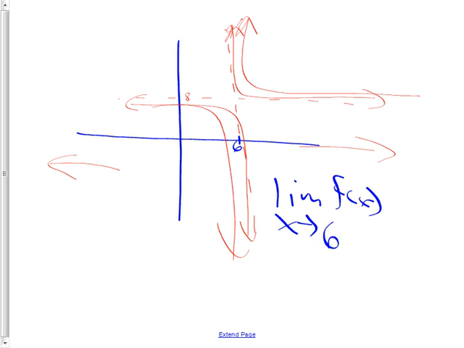X approaches 6. As I'm getting closer and closer to 6, what's the y doing? Well, I have to tell which side I'm coming from. Because if I'm coming from this side, then it goes down. If I'm coming from this side, then it's going to go up. So you tell which way it's coming from.